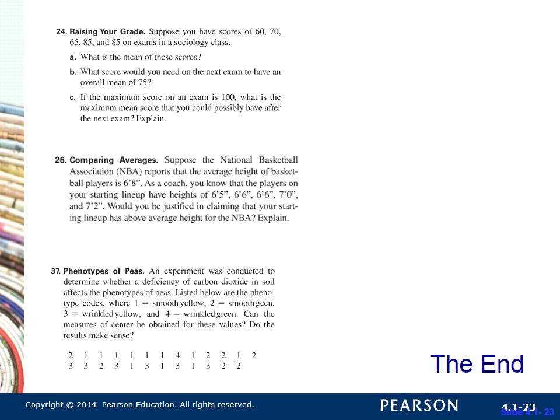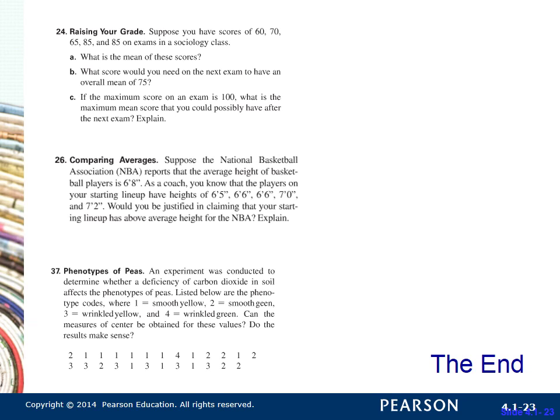All right, this last one here is phenotypes of peas. This is nominal type data here, so we have to be careful about how we interpret it. So we did an experiment to see about carbon dioxide in soil and how the colors of the peas were affected by the carbon dioxide. 1 is a smooth yellow pea, 2 is a smooth green pea, 3 is wrinkled yellow, 4 is wrinkled green. So can the measures of center be obtained for these values? Obtained? Yes. All I do is add them up and divide by the number. I'll get the mean. The median, I'll rank them and put them in the middle. And the mode, I'll look at what's most frequent.